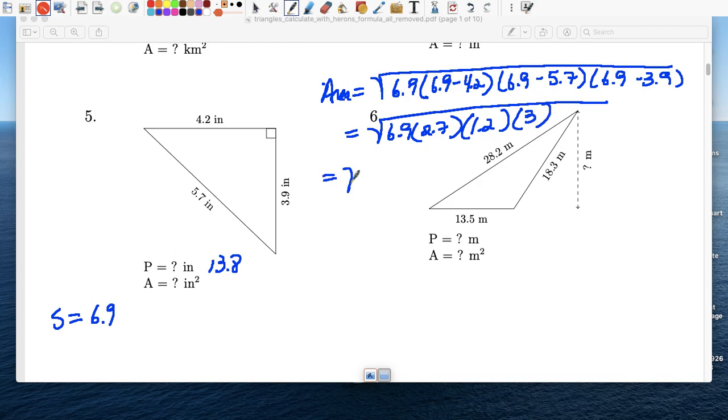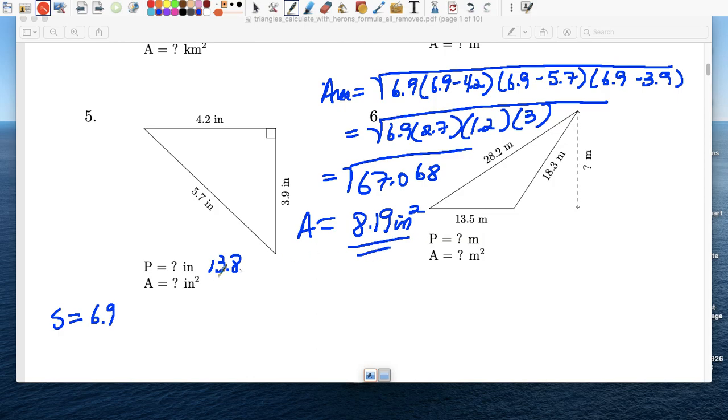Now I'm going to multiply all those numbers. 6.9 times 2.7 times 1.2 times 3. Enter. We get 67.068. Take the square root of that. Finally. Enter. We're going to get that the area of this triangle is approximately 8.19. What's the unit? Inches squared. So there we go.